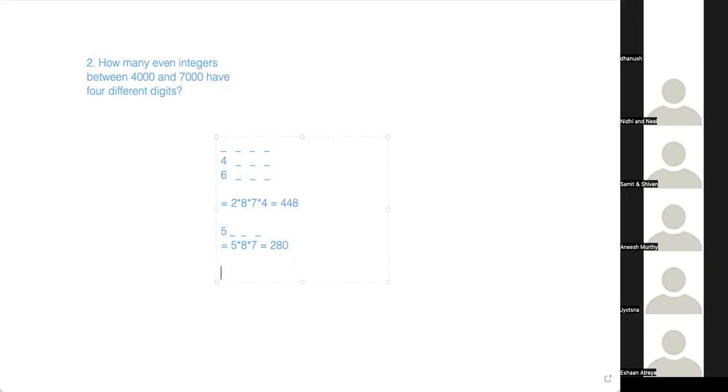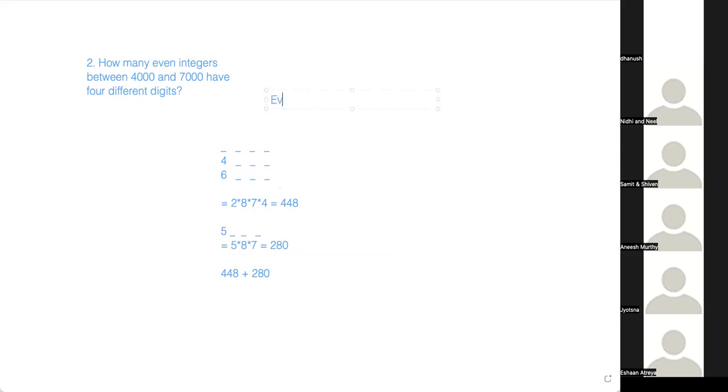Good. Yeah. So this is correct. I think the important piece here is that first, you know that if it's between 4,000 and 7,000, it has to start with 4, 5, or 6, right? It has to be in the 4,000s, 5,000s, or 6,000s. So if it's one of these 3 choices of the first digit, you want to see what are the choices for the remaining 3 digits, such that these 2 things are satisfied, right? It's an even integer, and it has 4 different digits.